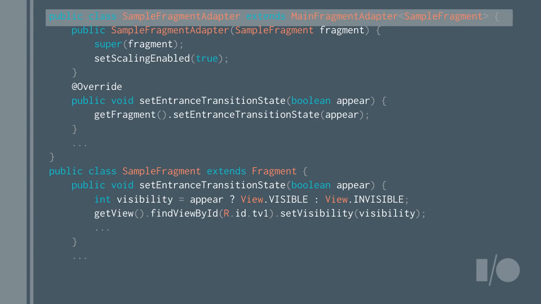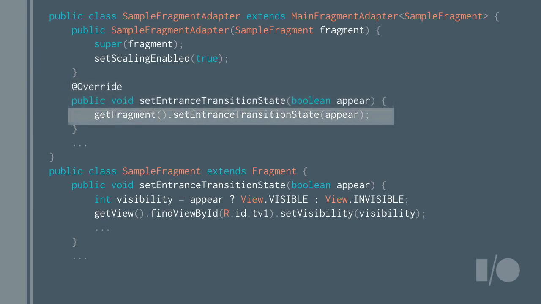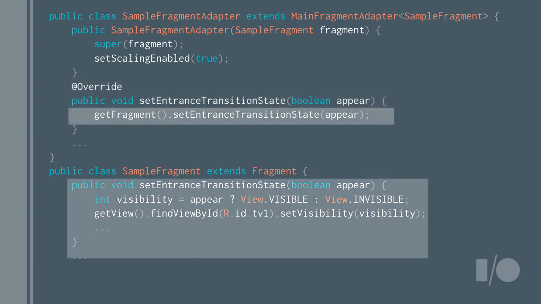The general pattern for implementing this is the adapter should act like a pass-through to your fragment. Here, we override the set entrance transition state method and then call back into the fragment. The fragment, in turn, based on the Boolean value, sets the visibility of the individual views, so the transition system can notice the difference and run the appropriate transition. It's as simple as that. So that's a lot about custom fragment.